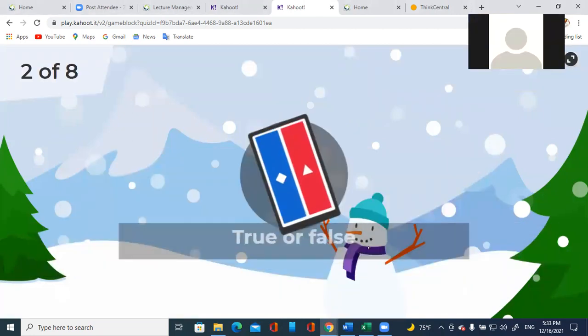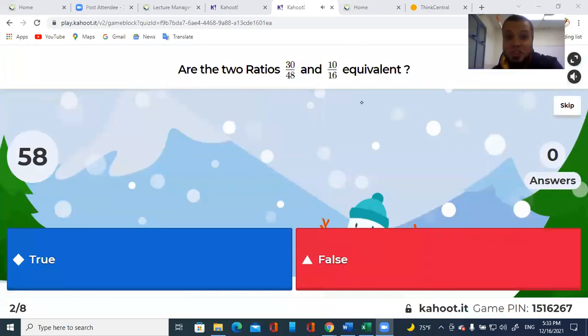I'm proud of you. The next question: are the two ratios, this and this, equivalent? How can you know they are equivalent? Think, please. 30 becomes 10. How?